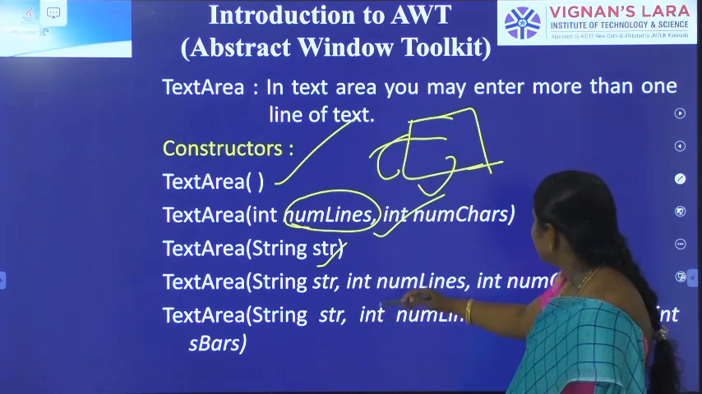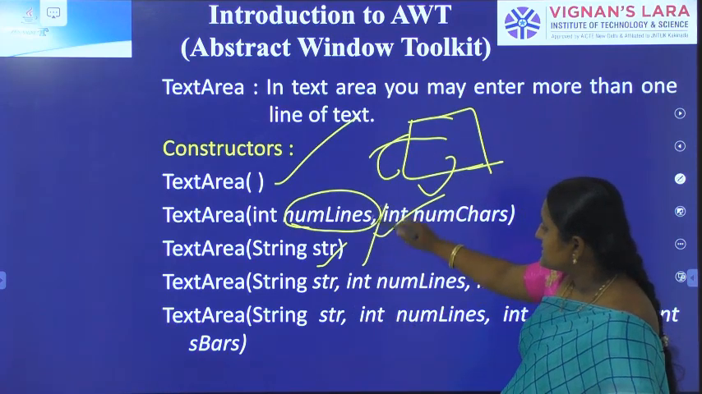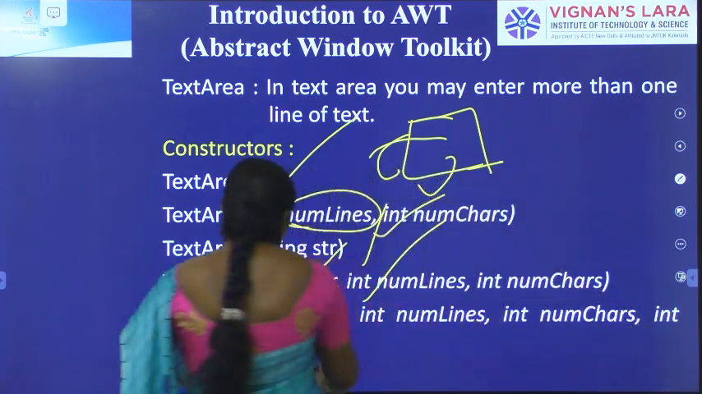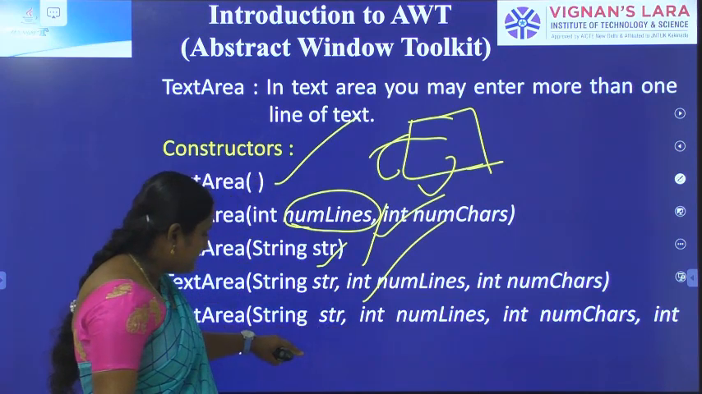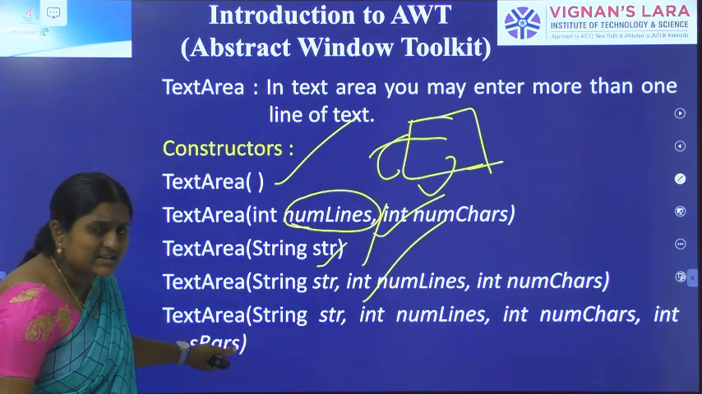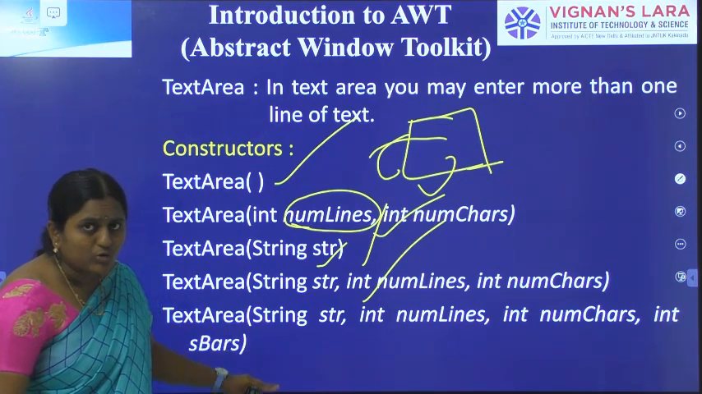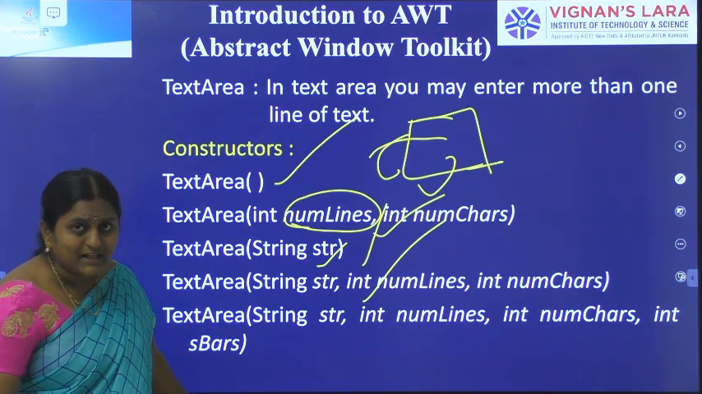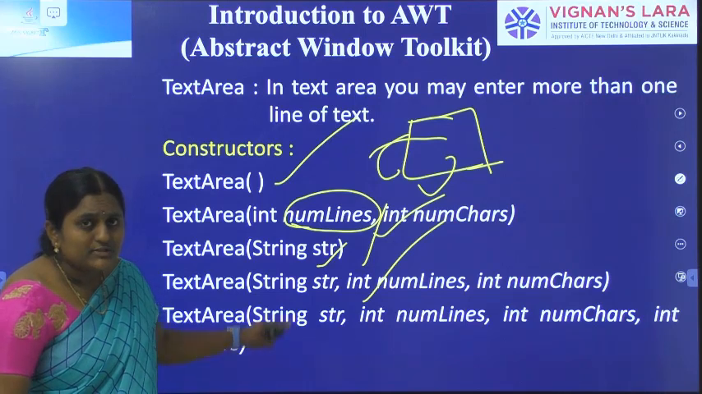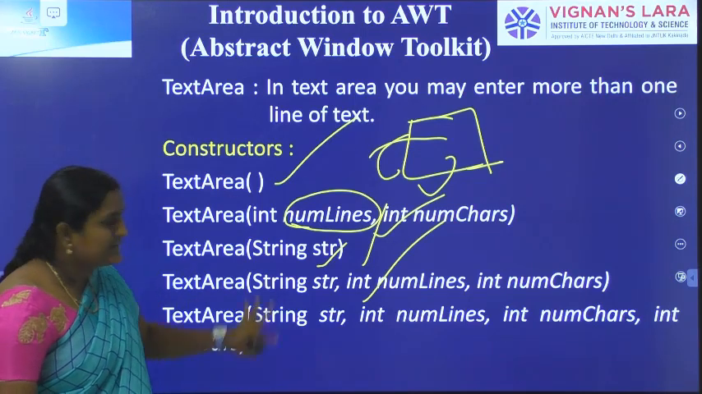Next, we have a mix of these two constructors. Next one, TextArea(String str). It is a constructor, so we have to create an object of the particular TextArea class. First, we have to know what are the constructors defined in the TextArea class. So these all are the constructors defined by the TextArea class.